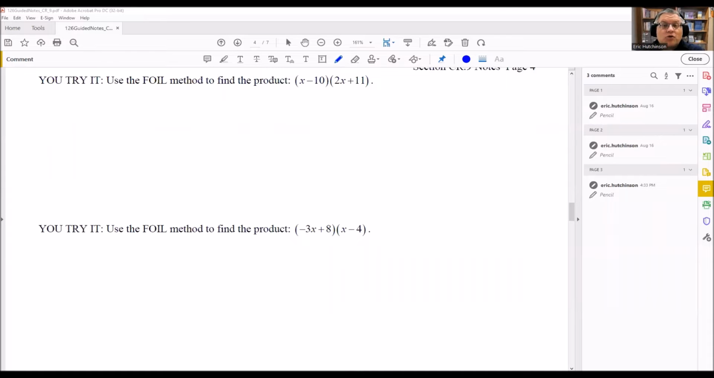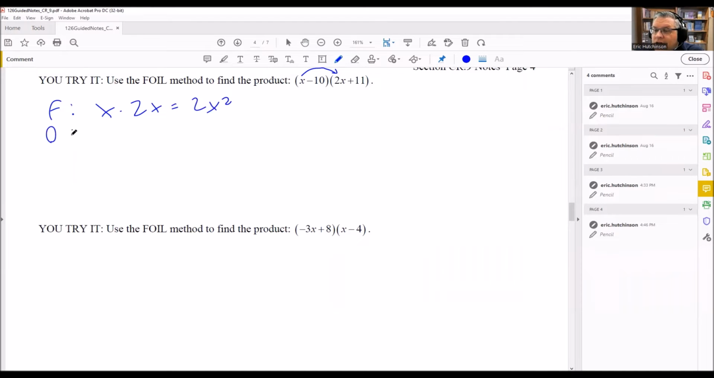Okay, we have some more problems we're going to do by using the FOIL method. Remember, FOIL is an acronym that's used just to help you remember the order in which you're going to multiply. First thing that we're going to do is do the first term. So FOIL stands for first. X times 2x is 2x squared.